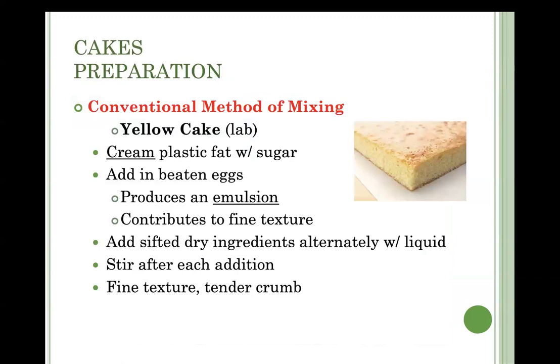So we're going to make yellow cakes. For the yellow cake, we're going to be using the conventional method of mixing. So what we're going to do is cream the plastic fat with the sugar. Literally taking the butter, pouring the sugar in there, and going in with your hand mixer. Once you get everything mixed nice and evenly, maybe a little bit aerated, we're going to add in our eggs. So this produces an emulsion with the lecithin and our fat.